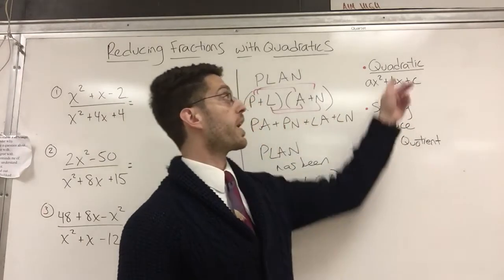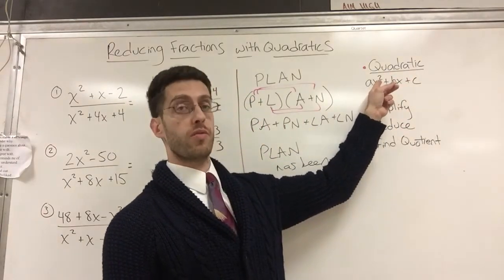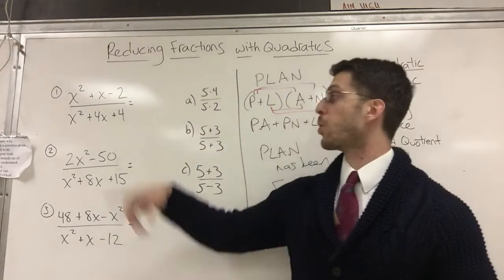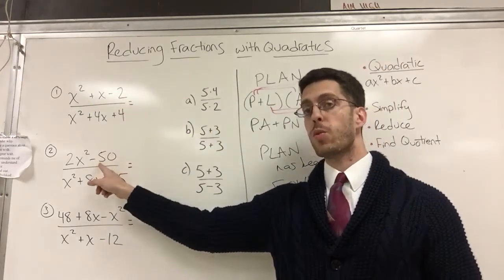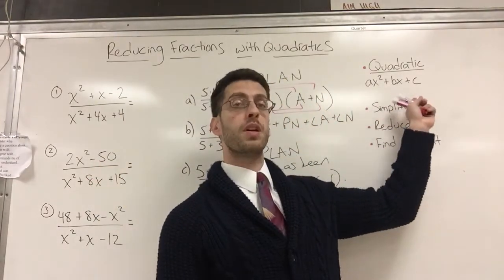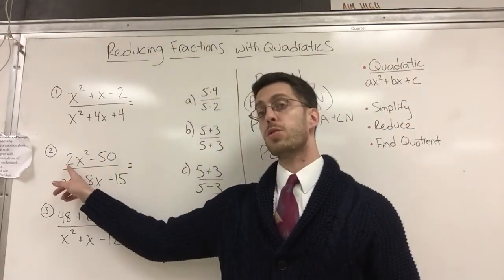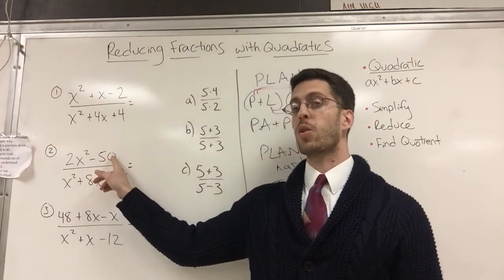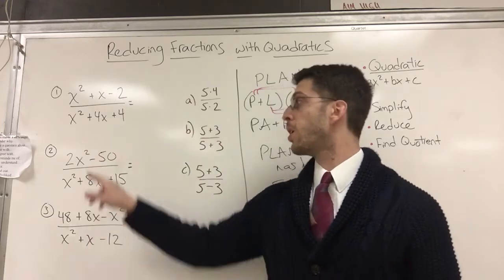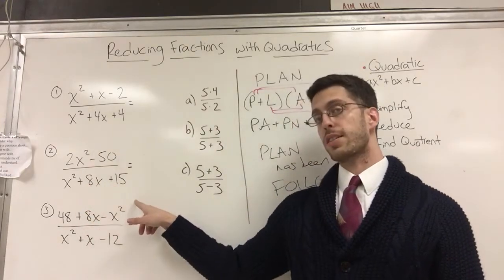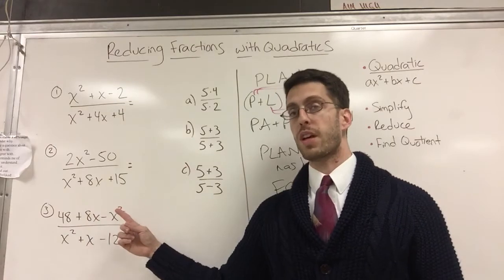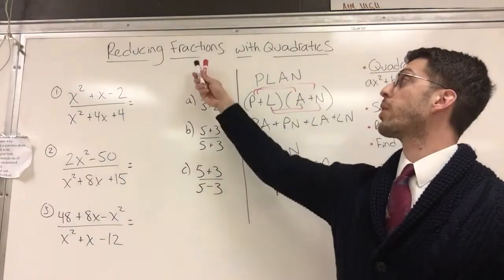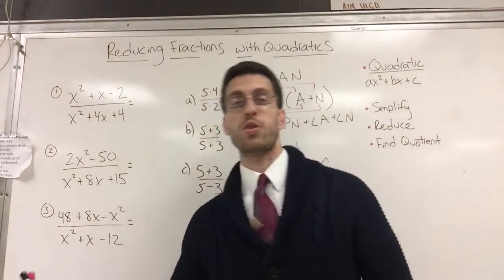The point of a quadratic is as long as you see an x or a variable squared, if the highest exponent is 2, it's a quadratic. Even though this one is not in this form, it kind of is. Here, A is 2, there is no B, and then the C is -50. So it's still a quadratic. The highest exponent is 2. Also a quadratic, highest exponent is 2. Just backwards, don't be scared. And also a quadratic. All right? So I want to know how to reduce fractions with quadratics. All of these are quadratics.